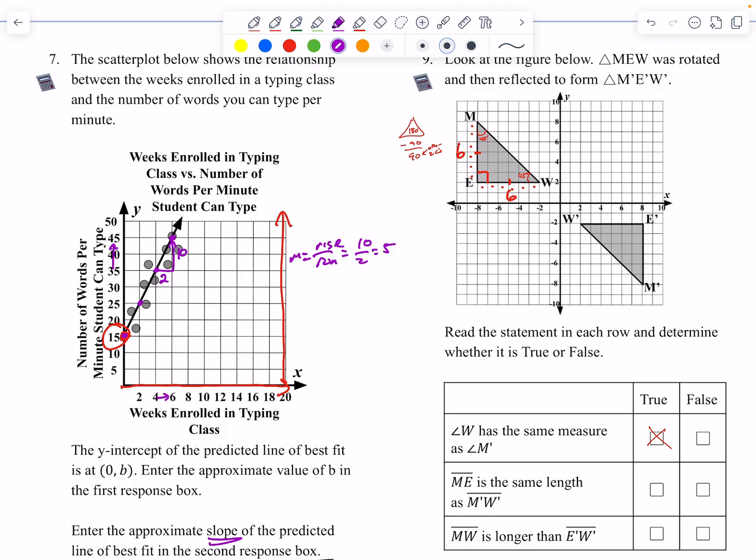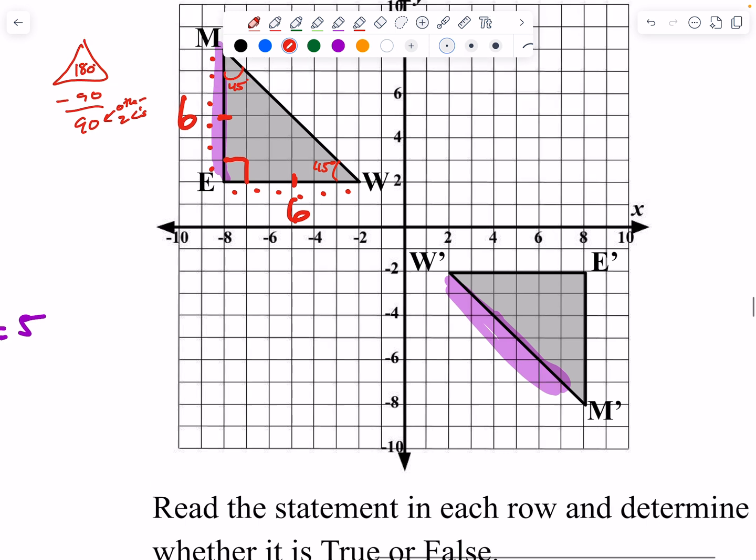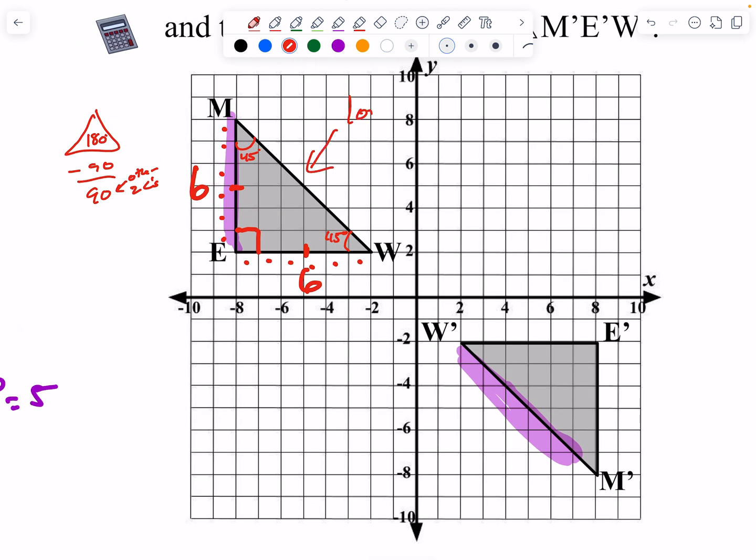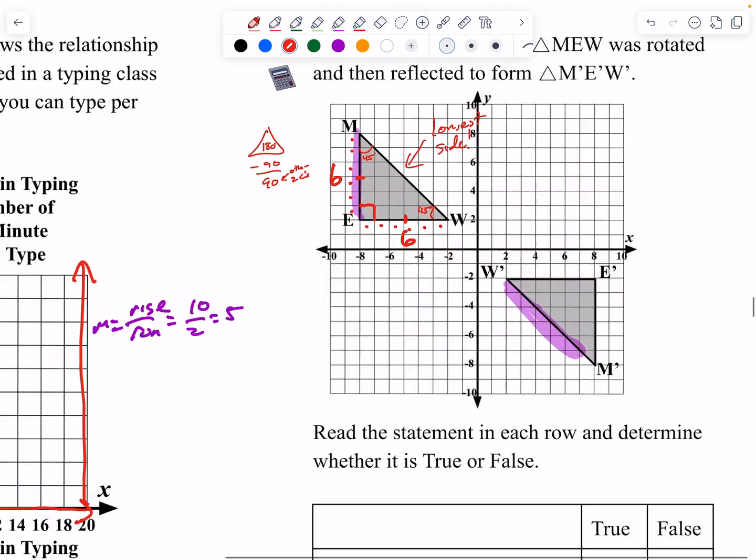So ME. So where is ME? ME was 6. MW is the same? No, that is false. And why do I know that it's false? Because your hypotenuse is the longest side. So it has to be longer than 6. Okay, so they're not the same.